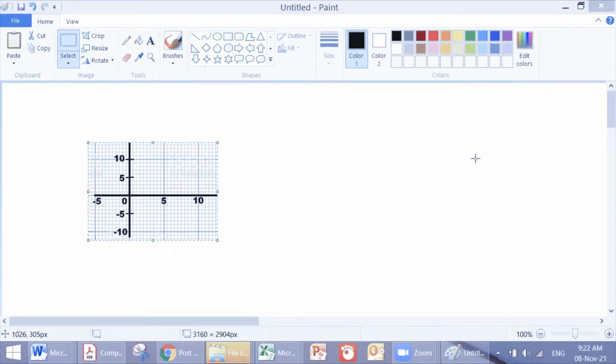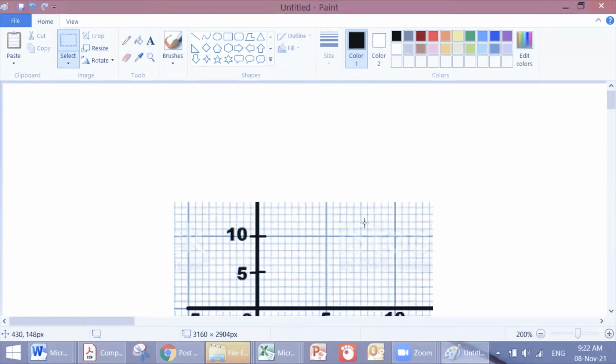Can we use Paint 3D? Paint 3D I did not use. I don't have any idea about Paint 3D.